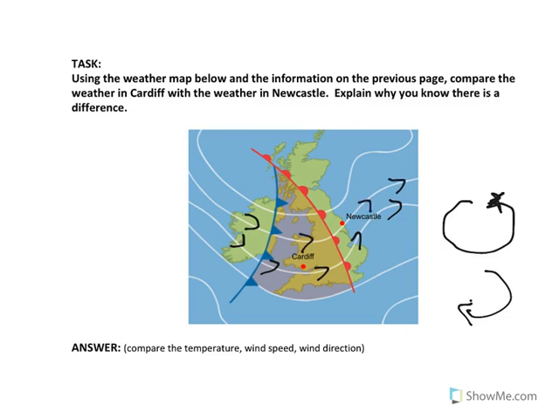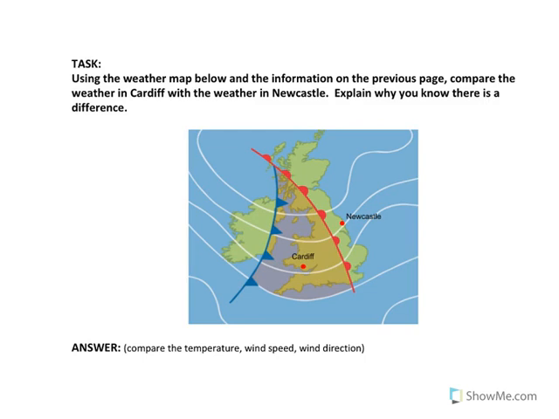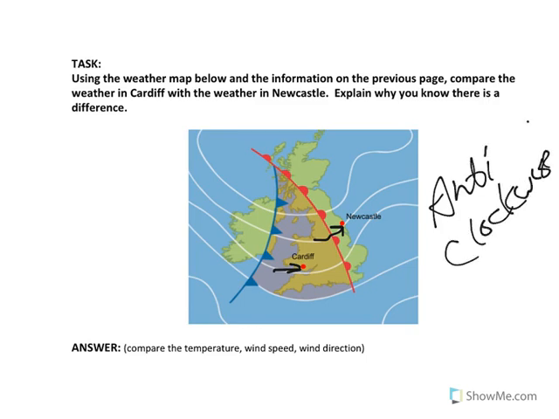Okay, so what can I therefore tell? Well, I can tell that in Newcastle the wind is going to be coming from the southwest, whereas in Cardiff the wind is coming from the west. So that is why there's a difference. The wind direction is different in Newcastle than Cardiff, because in Newcastle it's come from the southwest, following the isobars in an anti-clockwise direction, which is what I would be saying. And in Cardiff it's coming from the west.